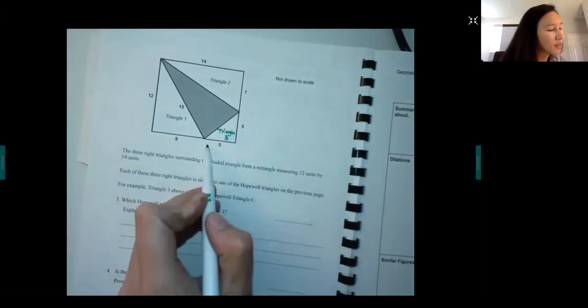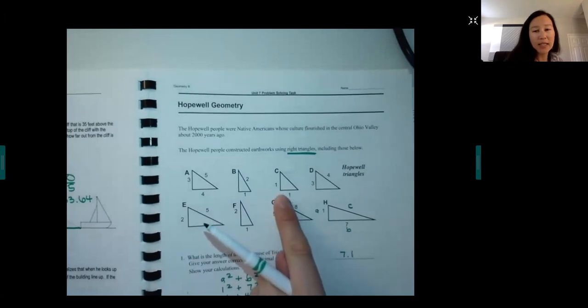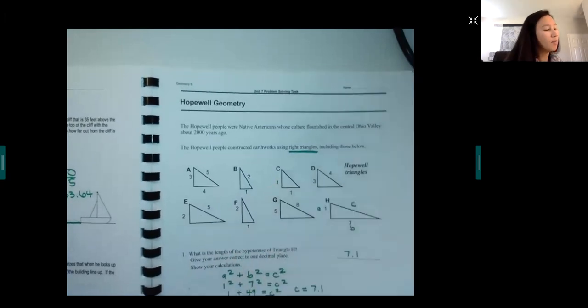It just has a scale factor of 5. If you multiply triangle C, which has a base and height of 1 and 1, by a scale factor of 5, you would get triangle 3.